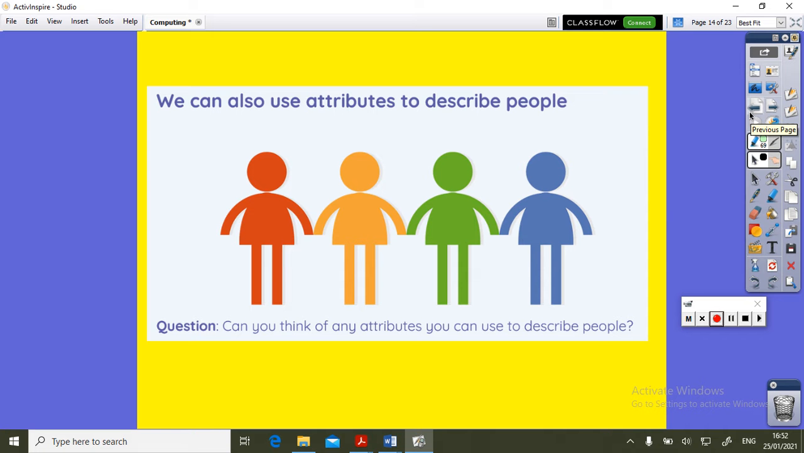Next we can look at the attributes to describe people as well. For example, we could be looking at all the people that are wearing a red dress, or we could be looking at all the people who have got moustaches, and we could look at people that are young and people that are old. So these are all the attributes that people have.